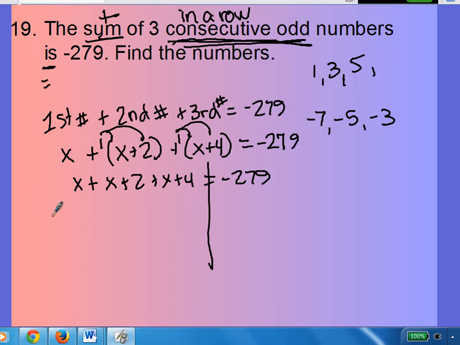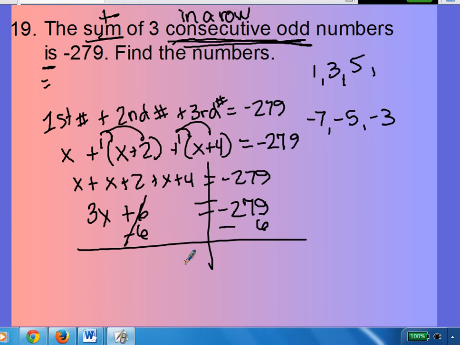And again, drawing your border, combining your like terms, you have 3 x's, 1, 2, 3. 2 plus 4 is 6, equals -279. We're going to subtract 6 and put it over here on this side. Canceling it out here, we get 3x equals, and then we're going to add those together, -285. Then we divide by positive 3, and divide by 3 to get that x isolated, and we get the answer.